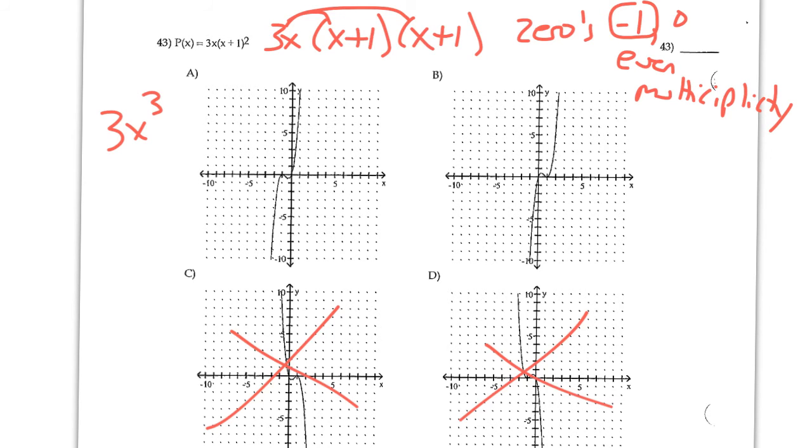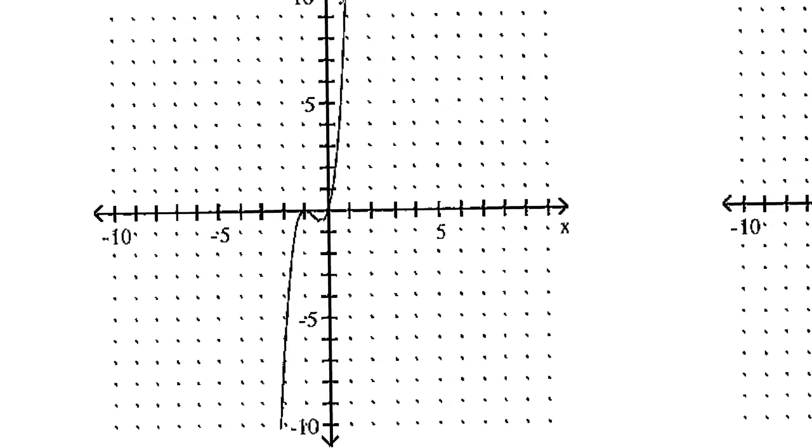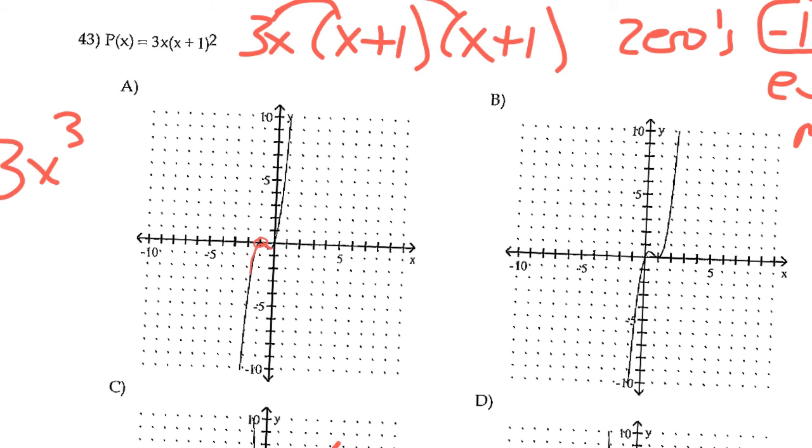Now let's examine closely what happens at the negative 1. It's supposed to bounce. Well, at negative 1, sure looks like a bounce. It comes up here and it bounces back. So I think the answer is A. And what we realize about B is that it doesn't even have a 0 at negative 1 at all. So the answer is A.